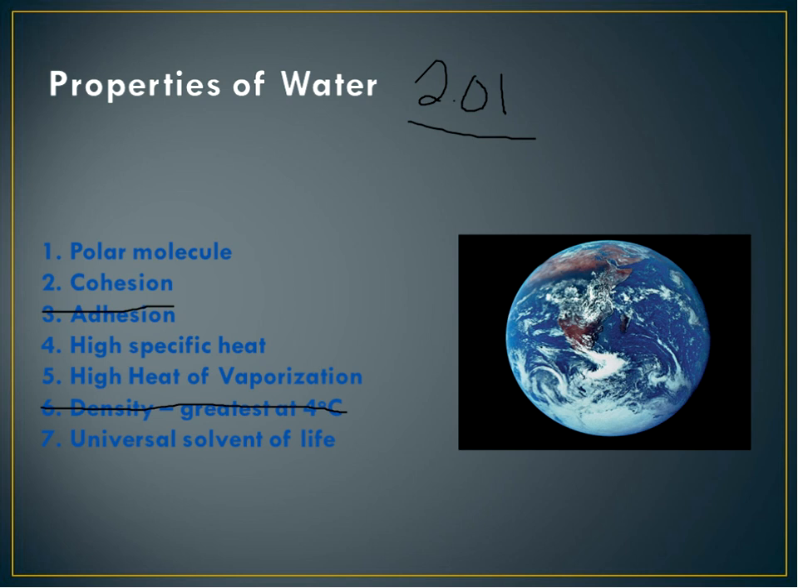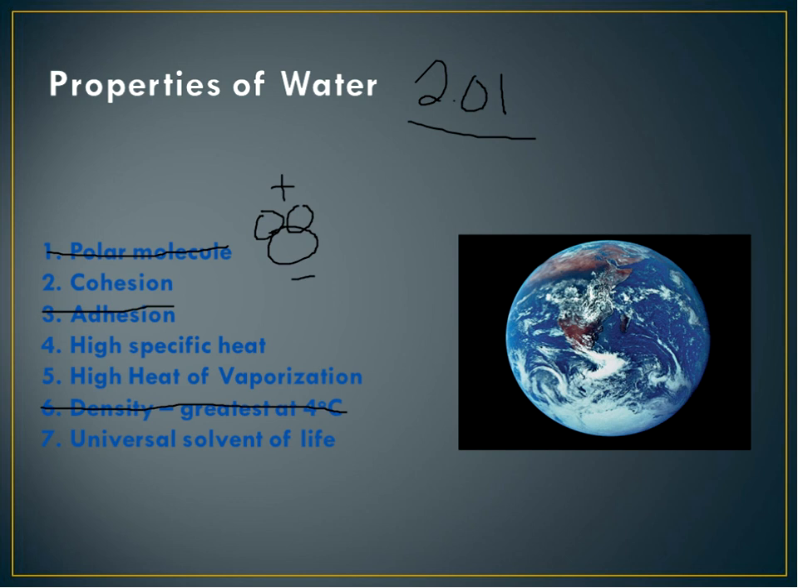Which one explains that water has a positive and a negative end? Positive towards the hydrogens, negative towards the oxygen. Which one is that property? Good job, Emma, Ciara, yeah, Francesca, good job. Polar molecule just simply means water is H2O. There's 2 H's, here's an O. The H's are positive and the O is negative.